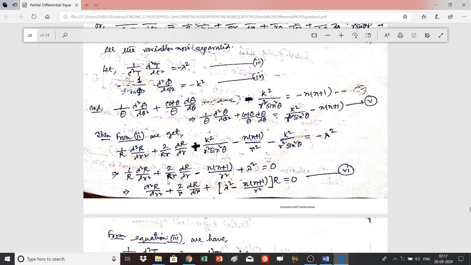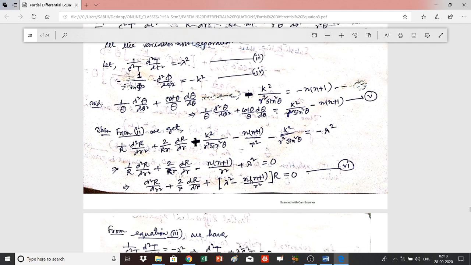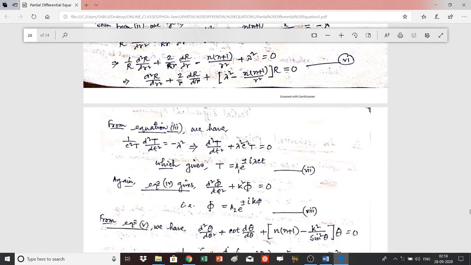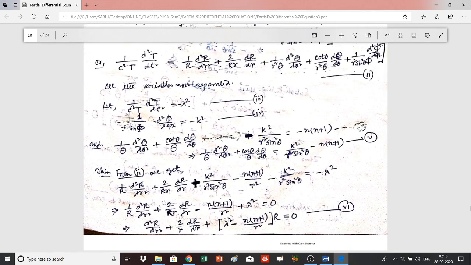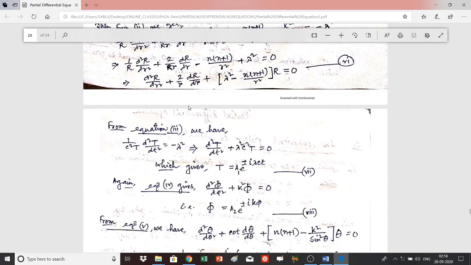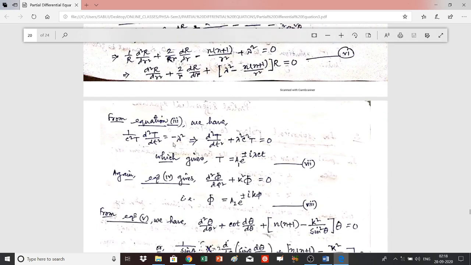So from here, d²R/dr² plus (2/r) dR/dr plus [λ² minus n(n+1)/r²] R is equal to 0. You can write this from this equation. So from equation number 3, that means (1/(c²T)) d²T/dt² is equal to minus λ². From this relation you can write this once again: d²T/dt² plus λ²c²T is equal to 0.